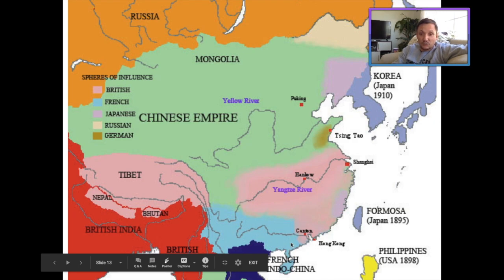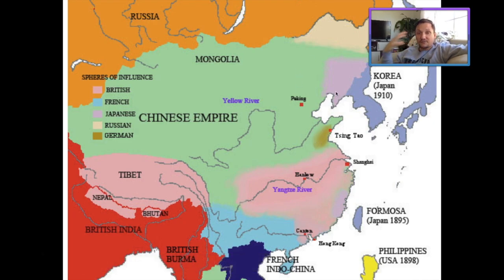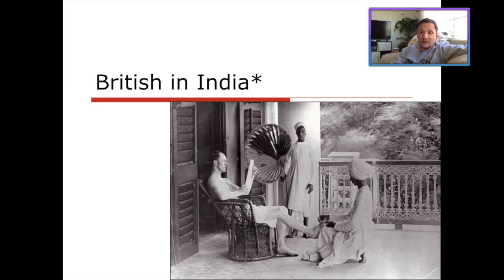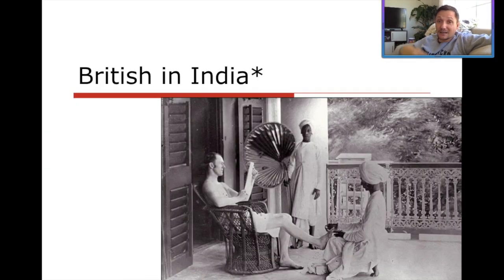The French took what is down here as French Indochina, and then the Germans are going to pick up Tsingtao right there. It's a very, very aggressive expansion, and they've literally thrown the doors to China open and forced them to Western trade. But now we've got to get into the British and India.